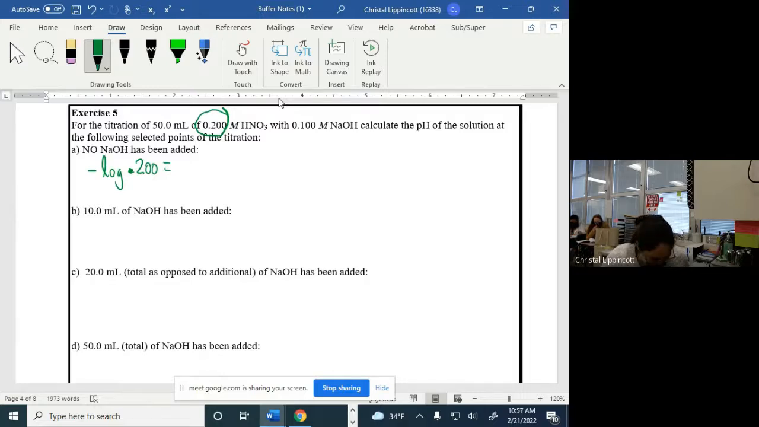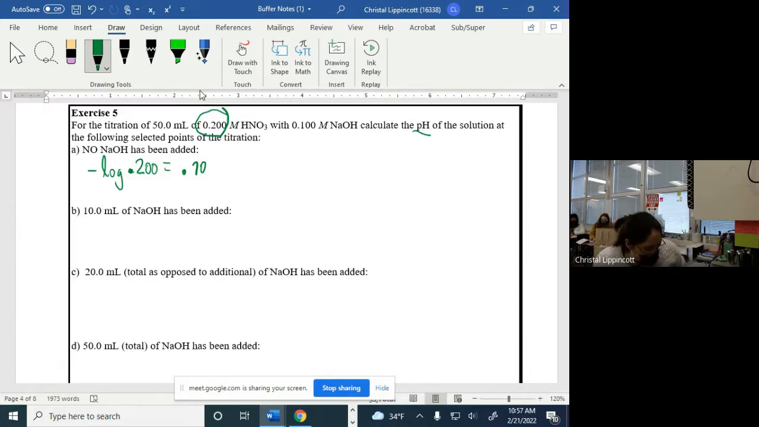Negative log. Negative log of this gives me 0.70 for my pH, because they want to know the pH of this.